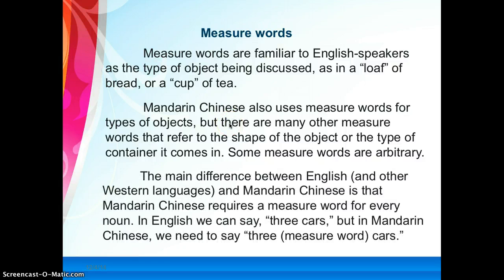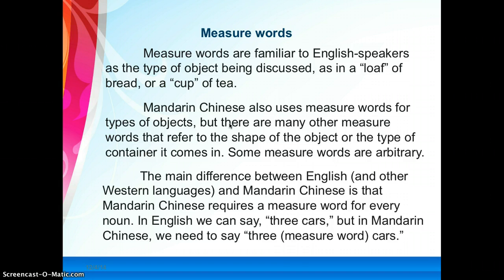The main difference between English and Mandarin Chinese is that Mandarin Chinese requires a measure word for every noun. In English we say an apple, right? But for coffee, it will be a cup of coffee. You just have cup for coffee, but you don't have a measure word between two and apples. But in Chinese, we always put a measure word between the number and the object. So just keep this in mind.